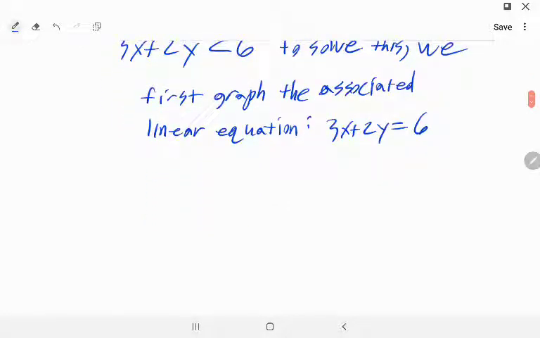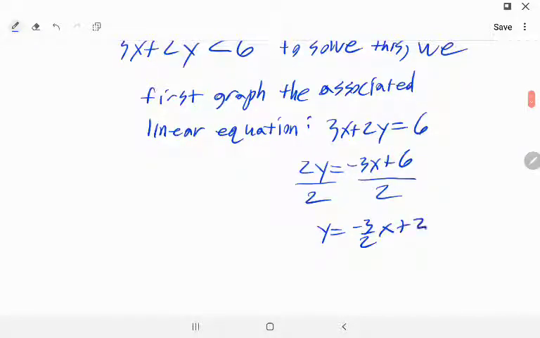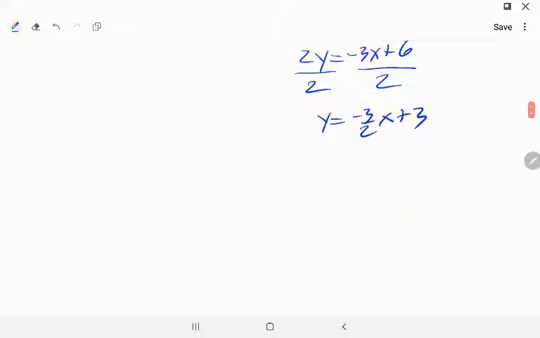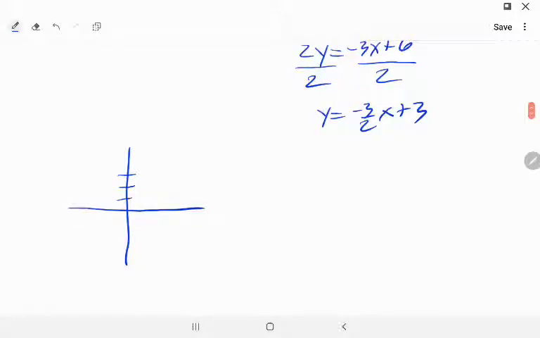So, graphing it, we would say 2y equals negative 3x plus 6. Divide both sides by 2. y equals negative 3 halves x plus 3. And so that would graph as a y-intercept of (0, 3). And then we've got a slope of negative 3 halves, so we go down 3 over 2. And so we get that line.